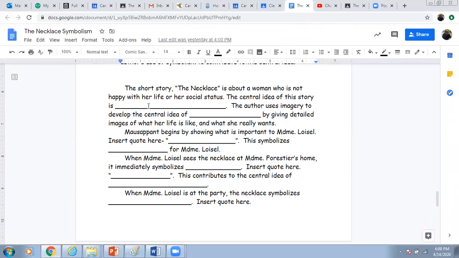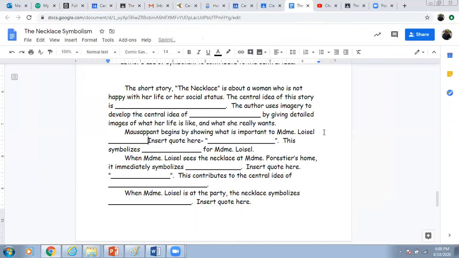The central idea of the story is, fill in the blank. The author uses imagery to develop the central idea of, fill in the blank, by giving detailed images of what her life is like and what she really wants. Maupassant begins by showing what is important to Mademoiselle, and then insert the quote here. So you're going to add what is important here, and then you're going to put the quote to back this up. And then what does this symbolize for her?